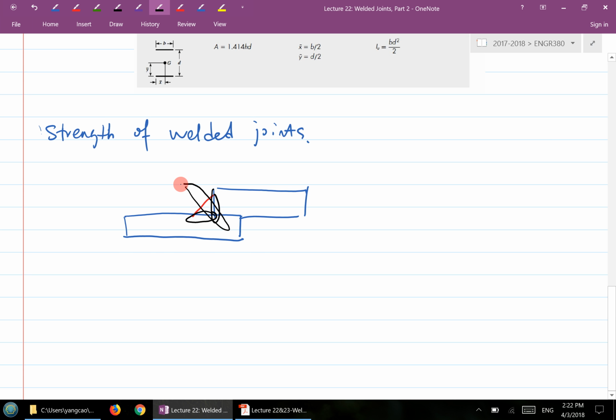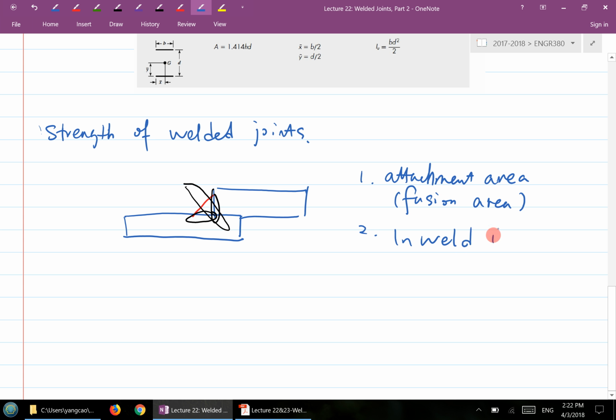So the location I just drew here is the joining location between the filler material and the base material. That's called essentially the attachment region or fusion area. So there are two different regions here. The first one is called the attachment area, or the fusion area, and the second one is basically just in the weld itself.